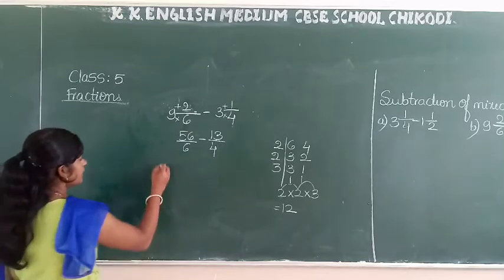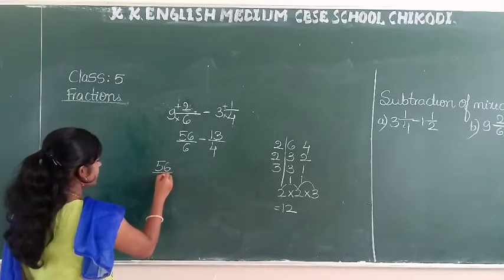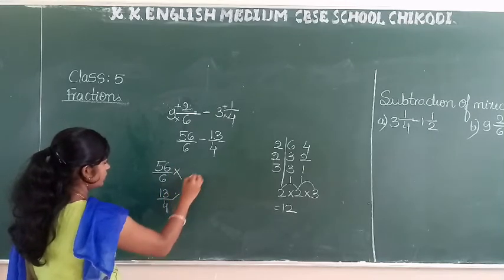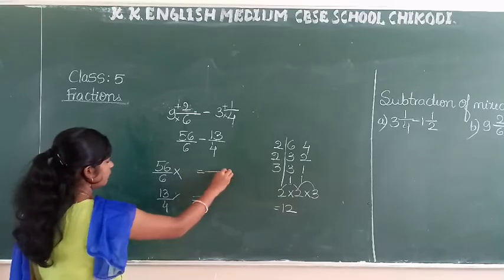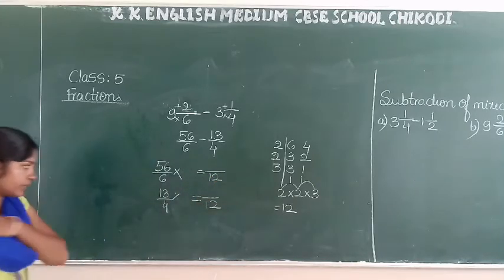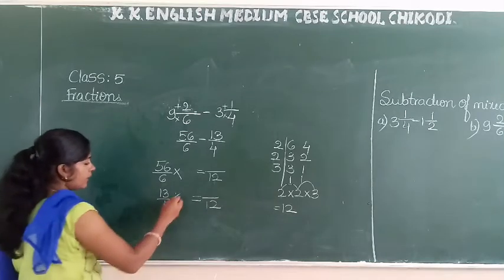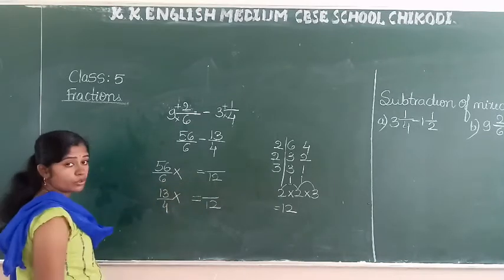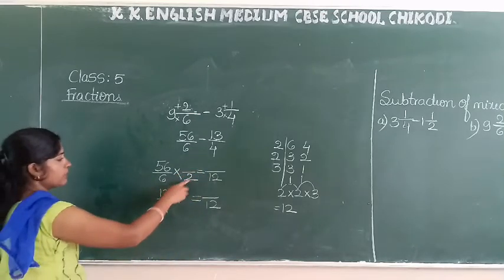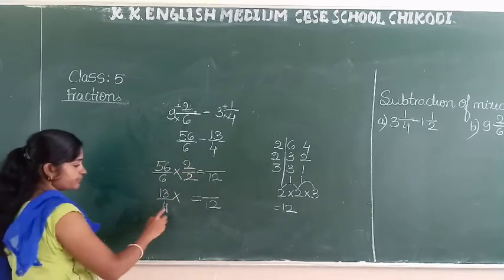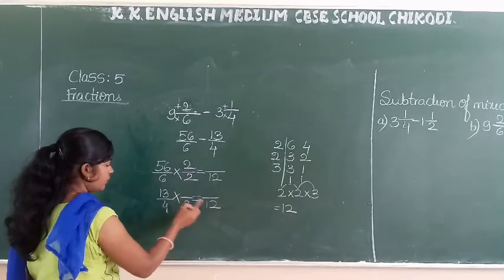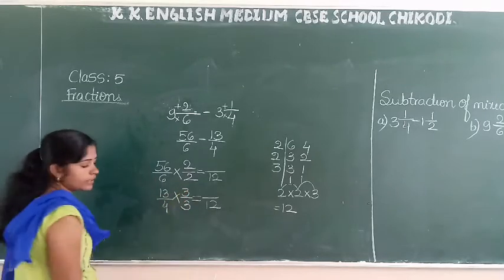So next step, take 56 by 6 minus 13 by 4, equal to. What do I have to take here? 12, because my LCM is 12. Next, 6 how much is 12? 6 twos are 12. The same number you have to multiply with the numerator also. 4 how much is 12? 4 threes are 12. The same number you have to take here also.